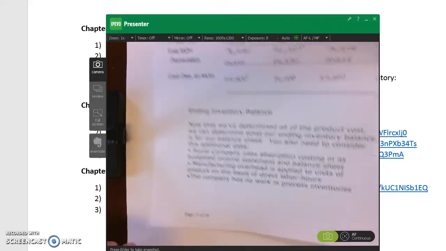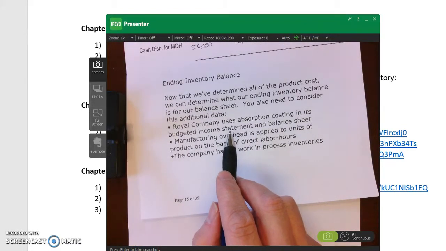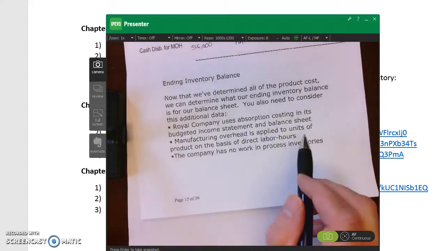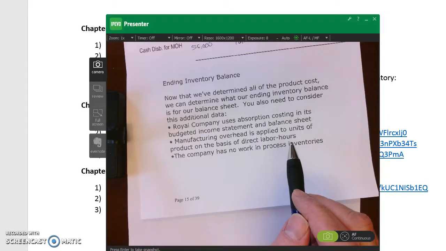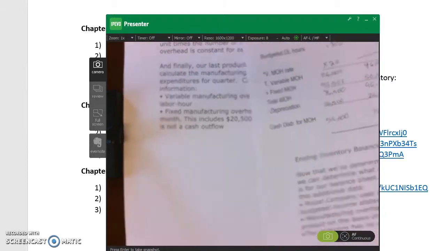Now it says over here, Royal Company uses absorption costing. That means, remember from Chapter 5, that they push fixed manufacturing overhead down to the unit level. They include fixed manufacturing overhead in cost of goods sold. If you use variable costing, you would treat fixed manufacturing overhead as a period cost. Manufacturing overhead is applied on the basis of direct labor hours, and the company has no work in process inventory.